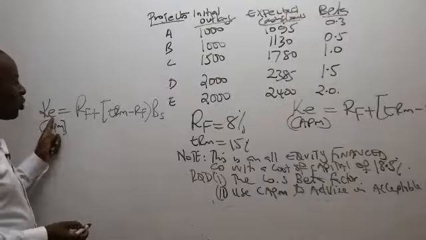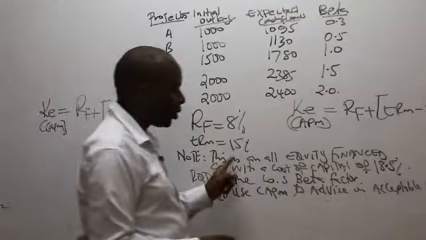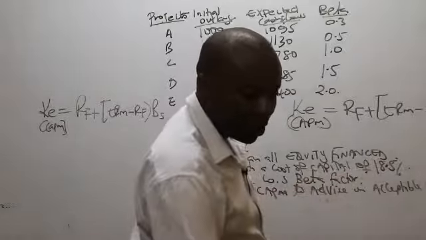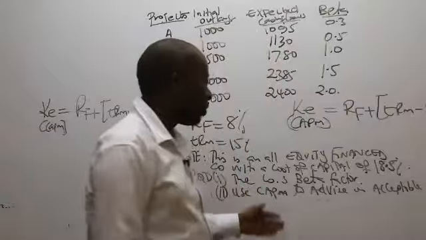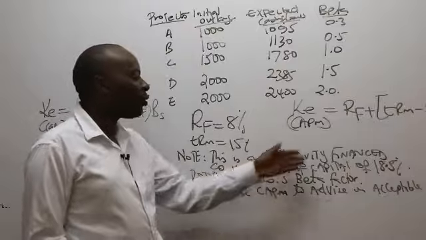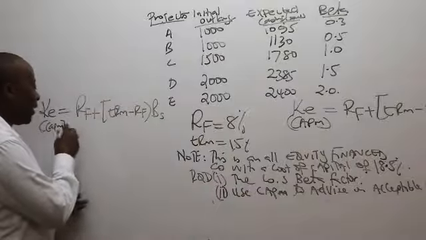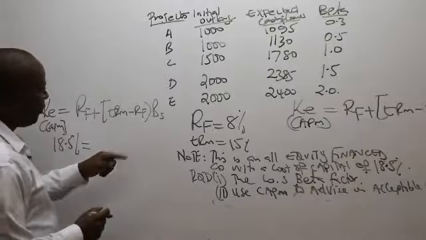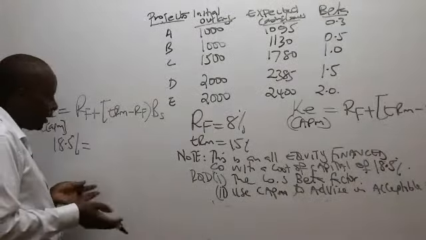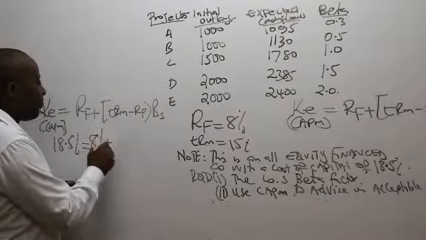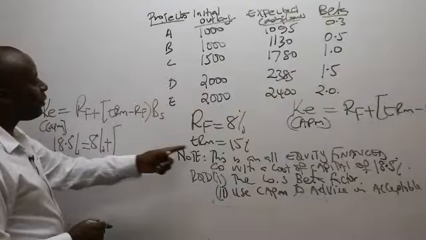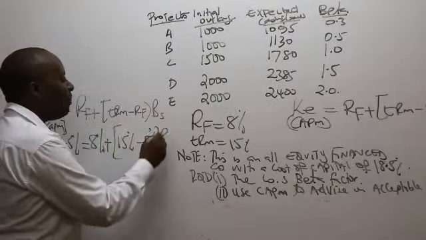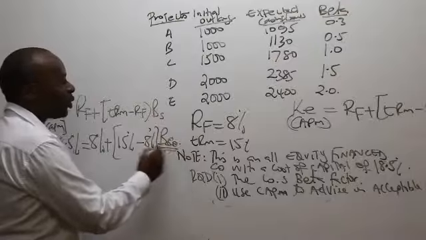So, ladies and gentlemen, they have given us the cost of equity. This is an all equity financed firm whose cost of capital is 18.5%. So 18.5% equals risk-free. You can put the percentages or leave them out; I like leaving them out. So we have 8% plus ERM, the expected return of the market, 15%, minus 8%, multiplied by beta of the company that we do not know.